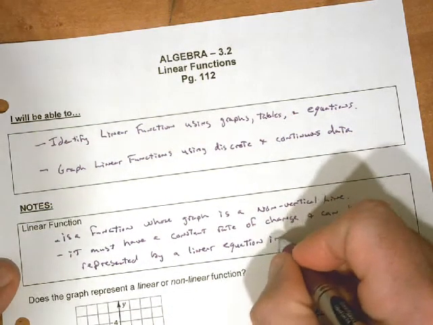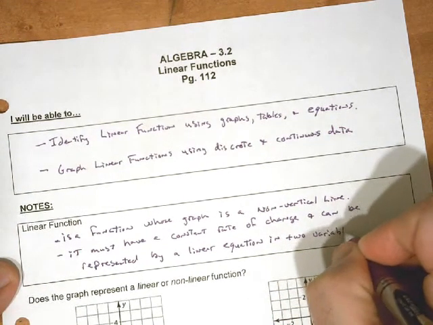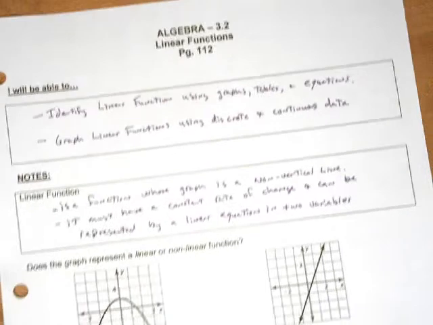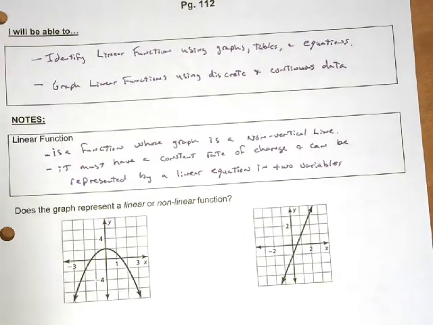Using two variables, or another way to say it, in two variables. So those two variables usually will be x and y, but it does not necessarily have to be x and y. Those are just the common ones. All right. So two graphs here. A linear function means a non-vertical line, but it must be a line. So it can be anything that's a non-vertical line. So it has to be straight. It cannot have any curves.